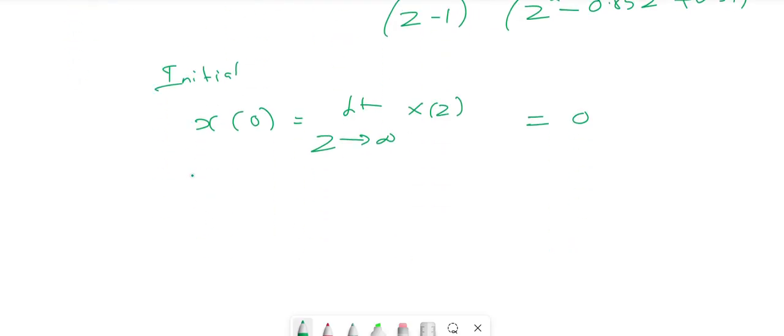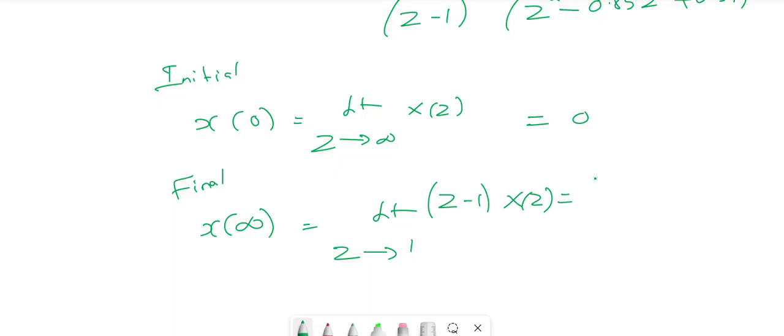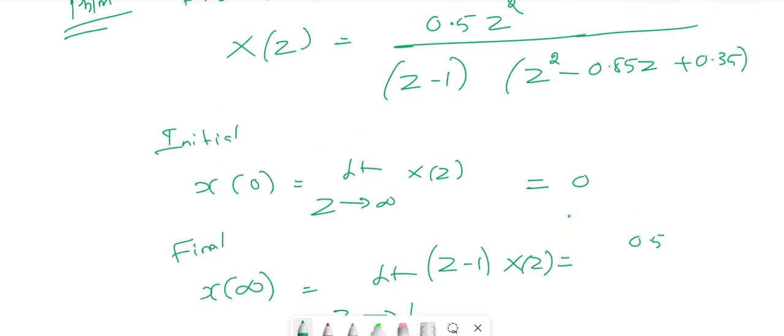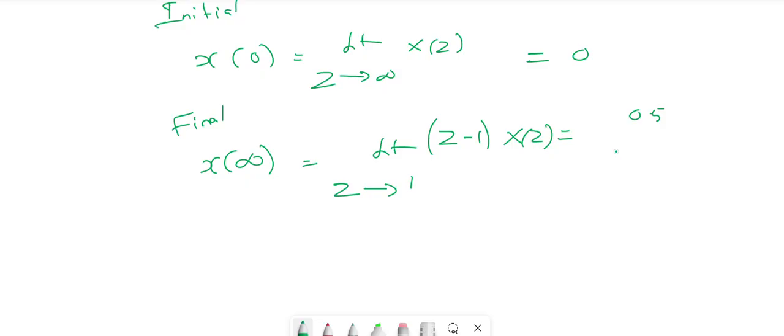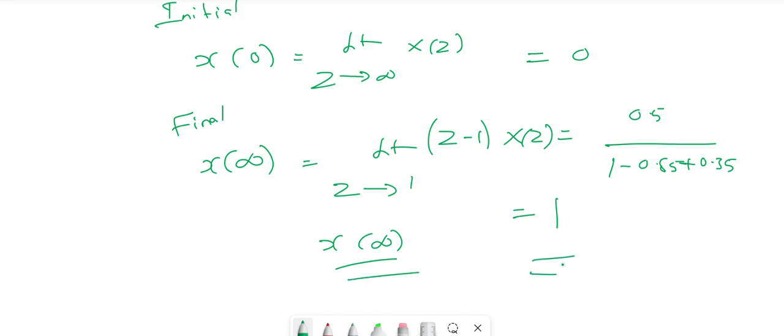If you want to find the final value x(∞), take the limit as z tends to 1 of (z − 1)X(z). In that case the z − 1 will be cancelled, so the remaining part will be 0.5 over, substituting z equal to 1, 1 − 0.85 + 0.35, which is approximately equal to 1. So x(∞) is equal to 1. So x(0) is equal to 0 and x(∞) is equal to 1.